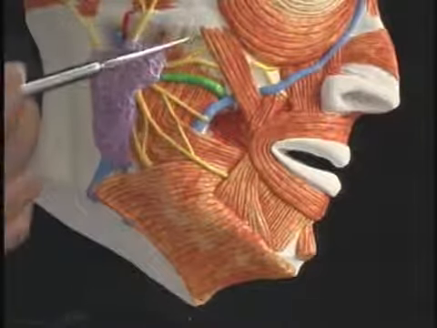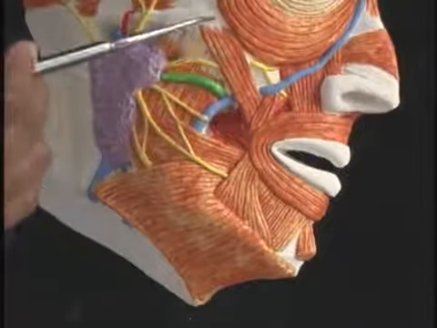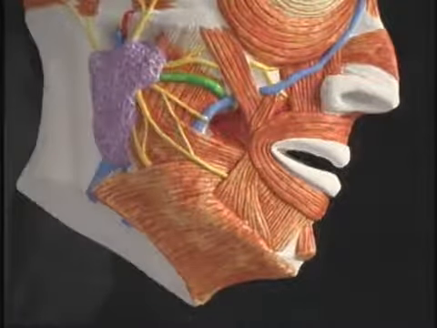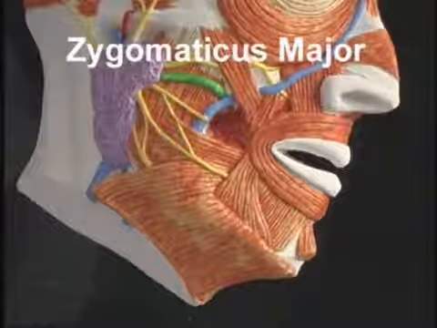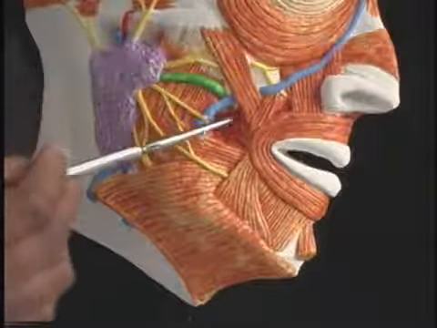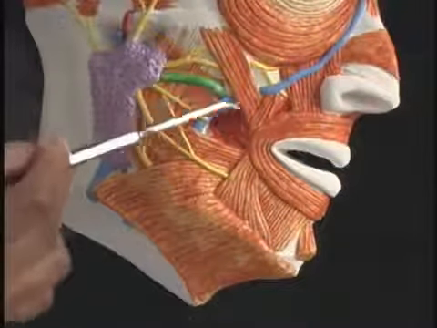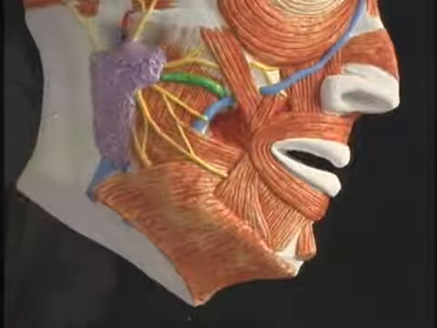Now we are looking at this muscle which is coming from the zygomatic bone to the angle of the mouth. This is known as zygomatic major. This muscle, when it contracts, brings the lip upwards, especially with the grin, gives the big grin.